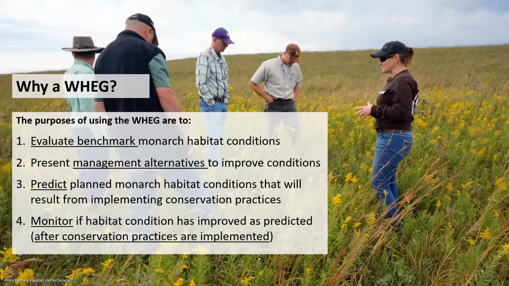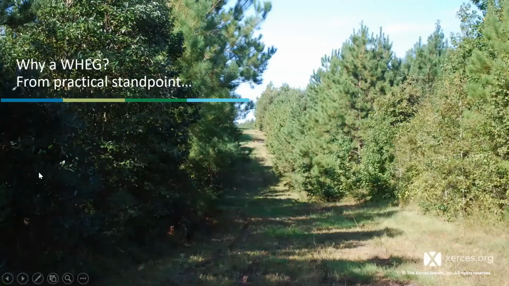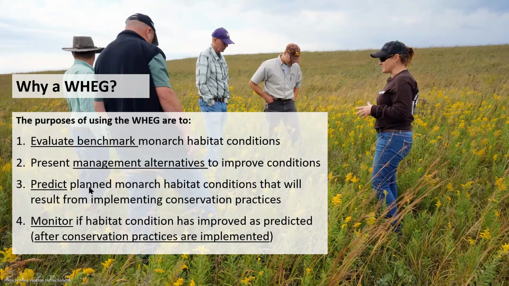Why a WHEG? Well, the purposes of a WHEG are to evaluate benchmark conditions, in this case for monarch habitat, to present management alternatives to the landowner, to predict what the plan conditions would be like if you implement certain practices, and then you can use the WHEG after you implement conservation to monitor if habitat condition has improved.